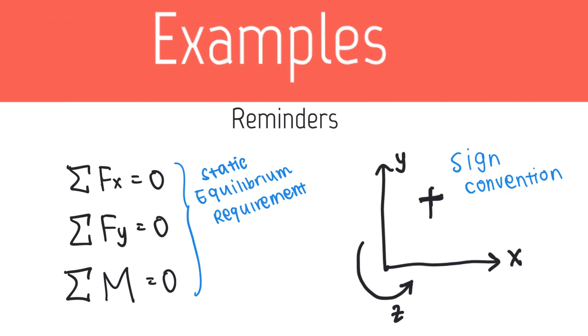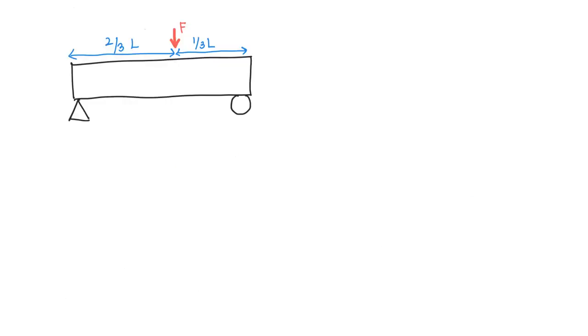So now we're going to go over a couple of examples, with just some reminders. We're working with static equilibrium, so that means the forces in the X and Y directions and the moment will all have to be equal to 0. Here on the right, we have a couple of sign conventions. We're going to make X going to the right positive, Y going up positive, and Z coming out of the page positive. So here's the first question. We have a support here with a force going down on it, and what we're going to try to do is find the reaction forces at the supports.